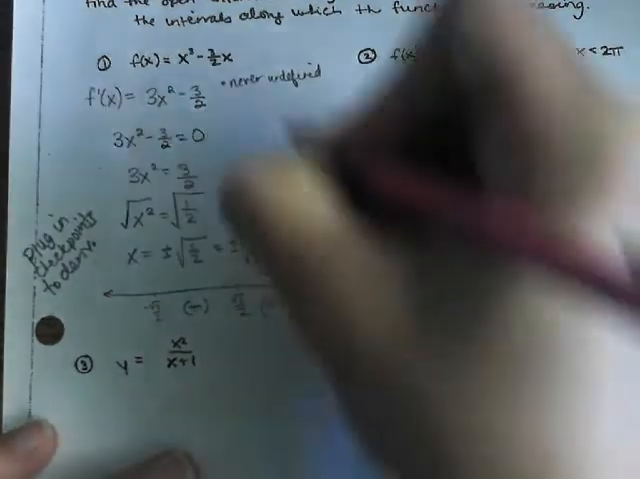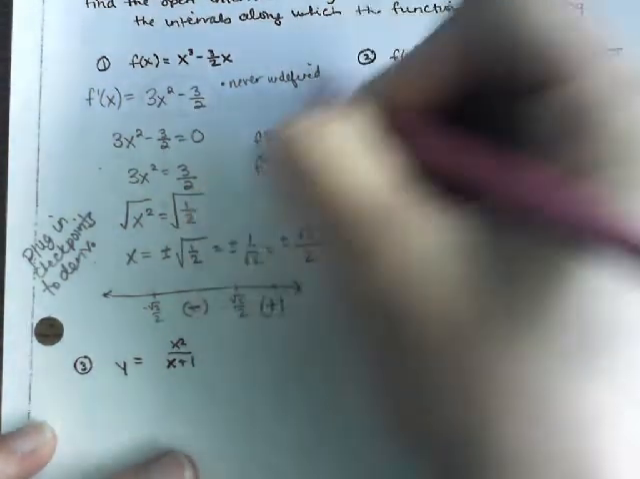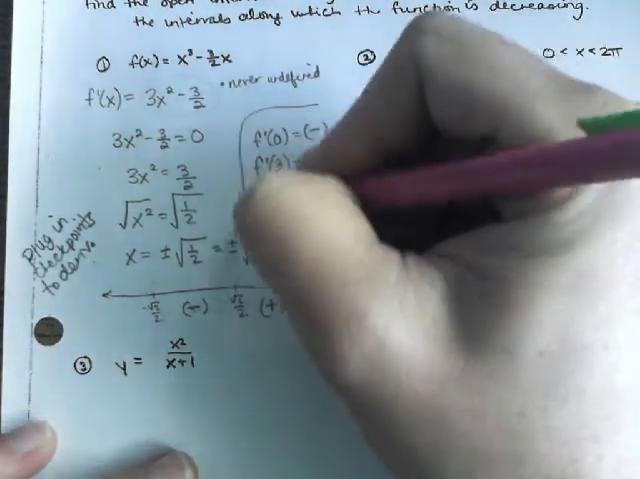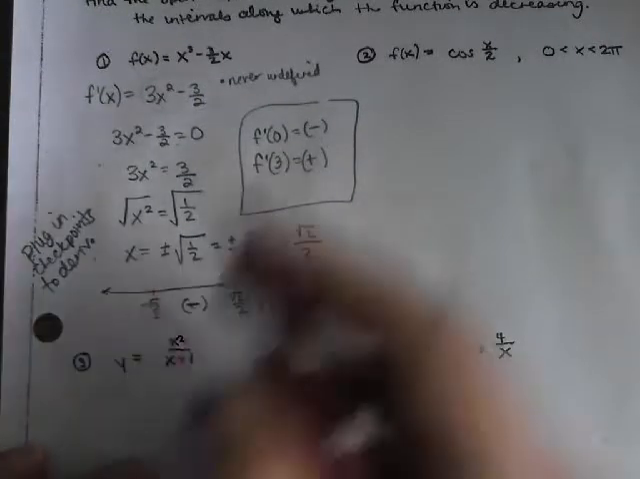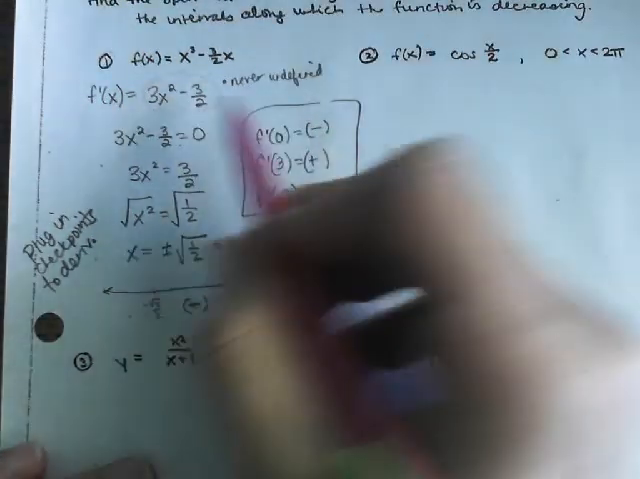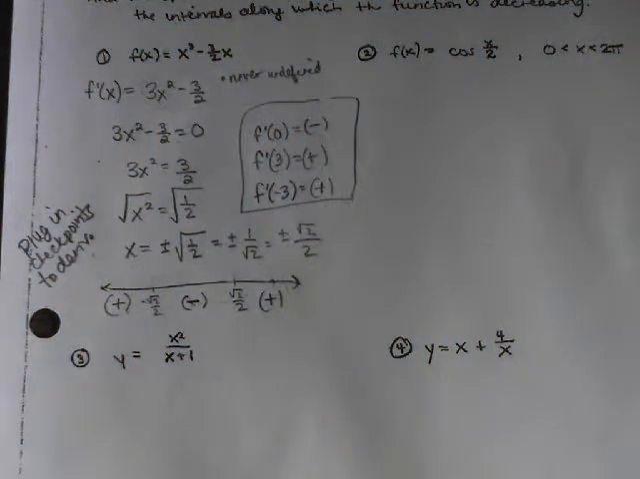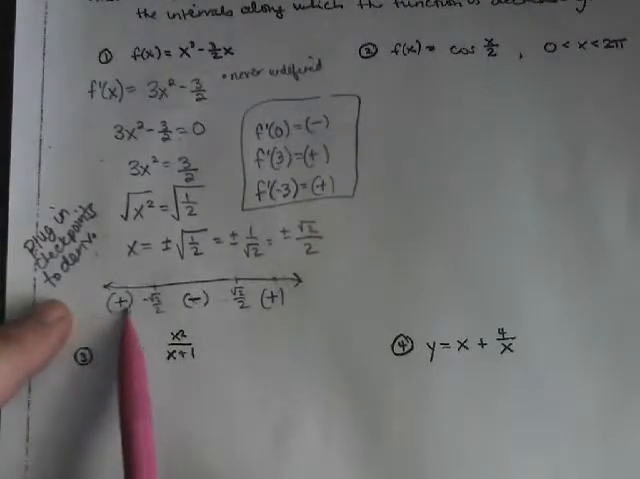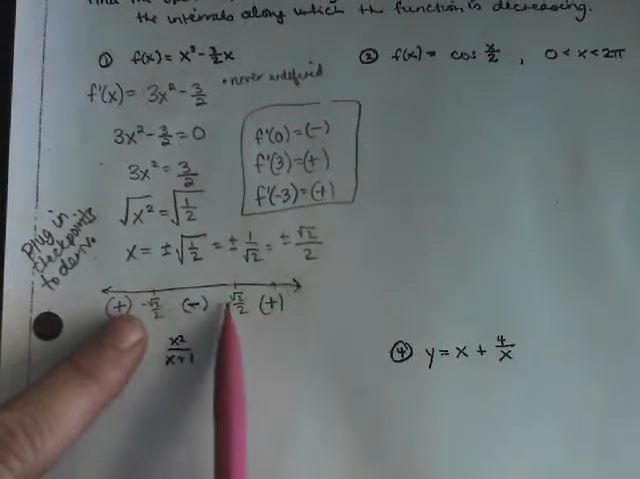Positive. So I'll actually write this as well. F prime of 0 equals a negative. F prime of 3 equals a positive. And on the flip side, we'll go underneath negative root 2 over 2 and maybe just plug in negative 3. What's that going to give you? Also a positive. So, now you can tell me, this is increasing from negative infinity up until this. It's decreasing from here to here, and then it's increasing again from here to here.